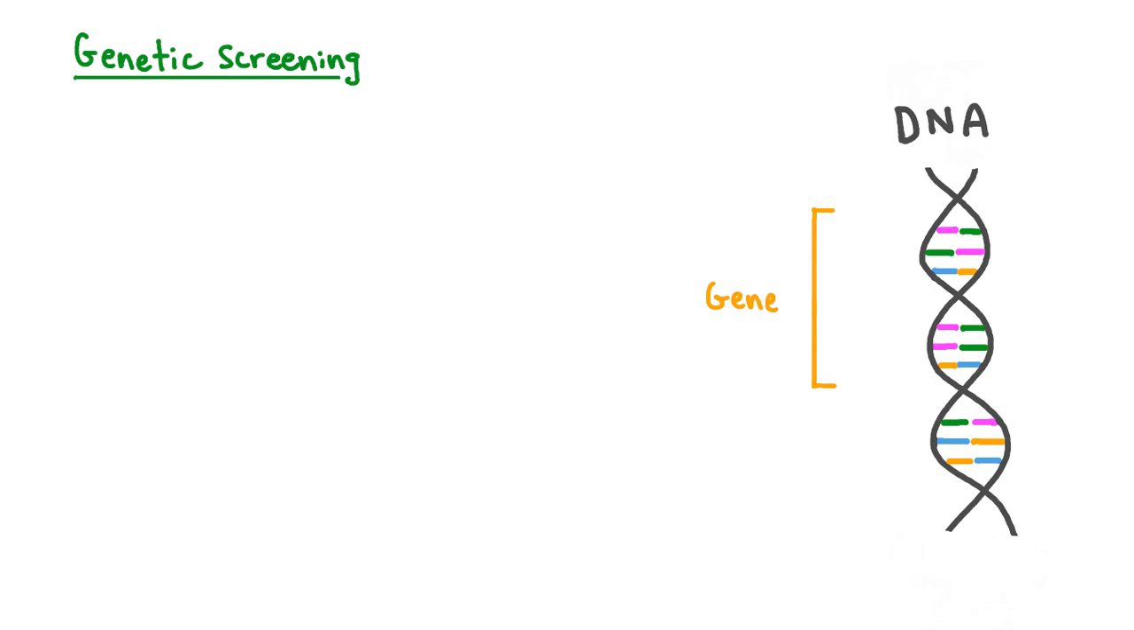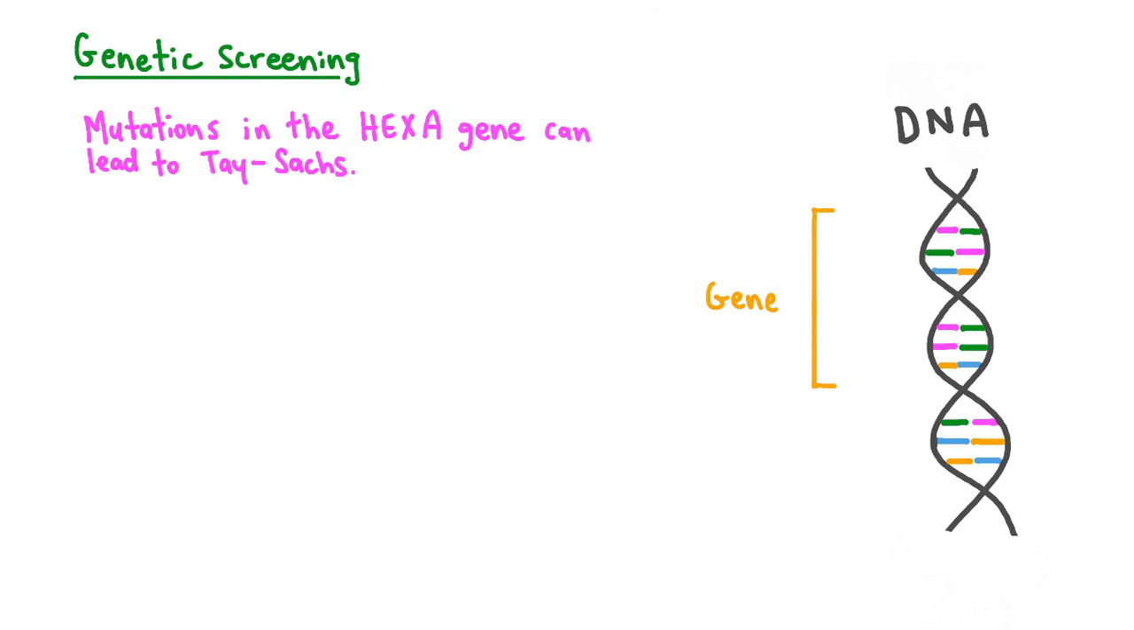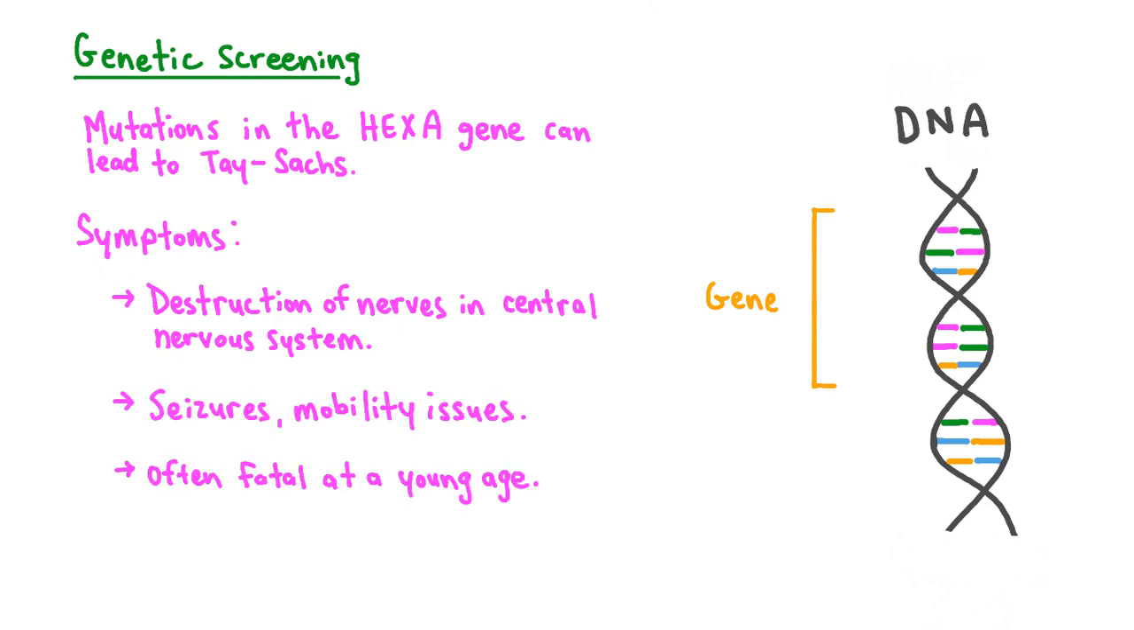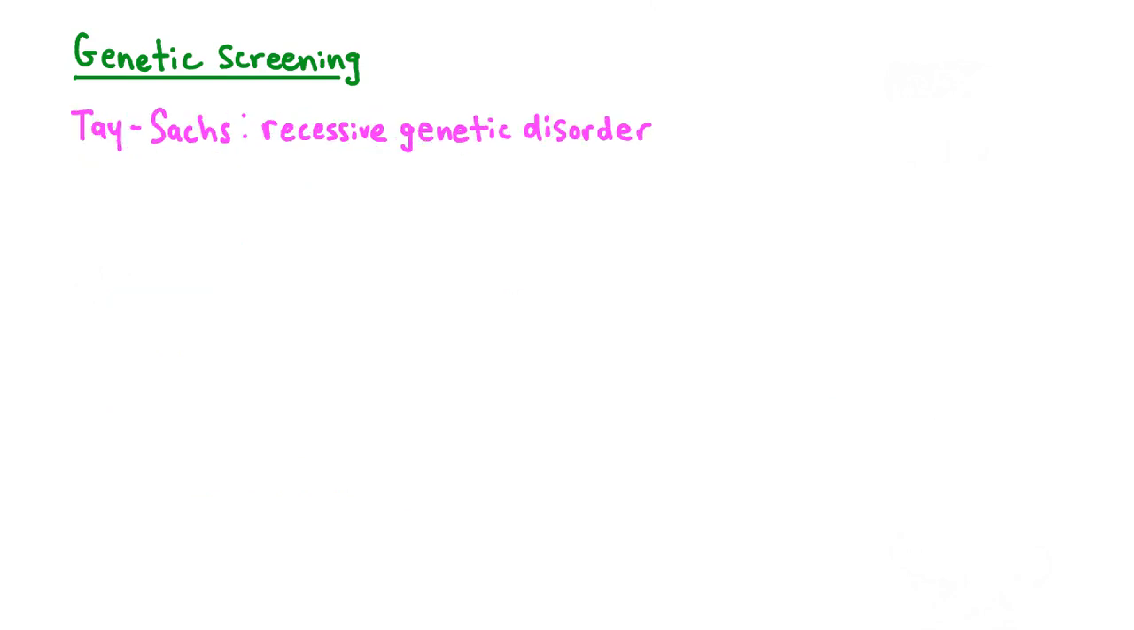Sometimes there are mistakes in these genes, called mutations, that can cause certain diseases. For instance, a mutation in the Hex A gene on chromosome 15 can cause Tay-Sachs disease. Tay-Sachs is a genetic disorder which causes the destruction of nerve cells in the brain and spinal cord. Children with Tay-Sachs tend to have serious seizures, problems with their movement, and unfortunately it is highly likely to result in an early death. Tay-Sachs is caused by a recessive allele.